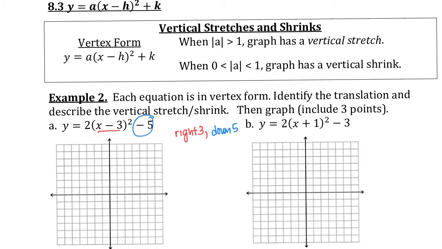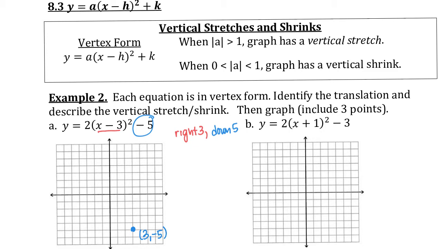And I'm going to go ahead and move the vertex now because that doesn't change. Right 3: 1, 2, 3, down 5: 1, 2, 3, 4, 5. So the new vertex is going to go down here. And if you're sketching this, just label it 3, negative 5. Here, I'll label it so that on your stretch you know where you got it from.